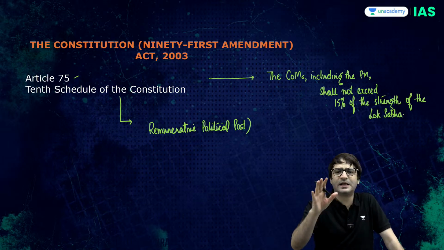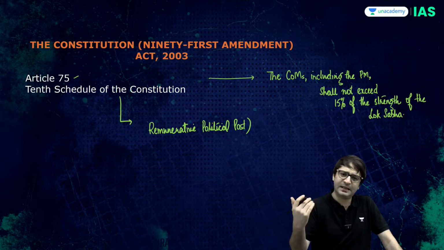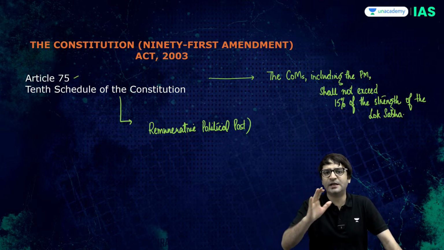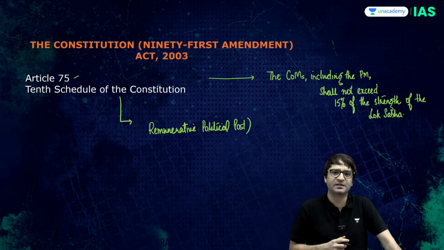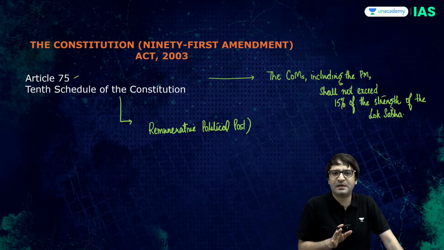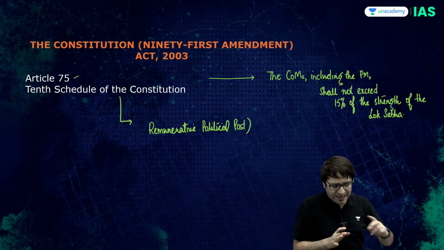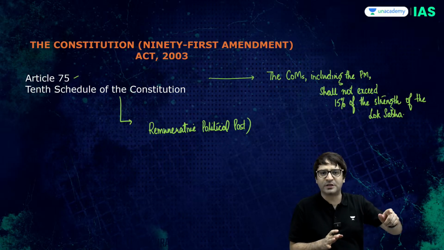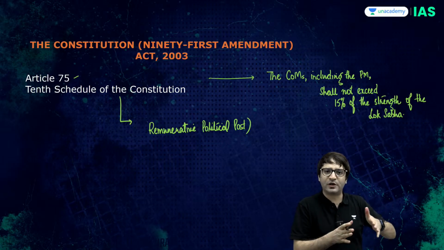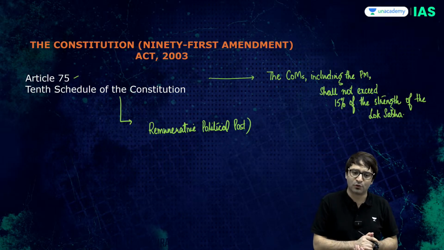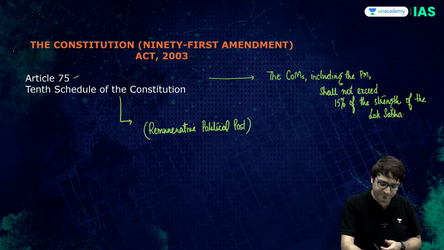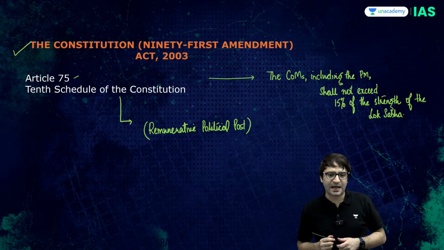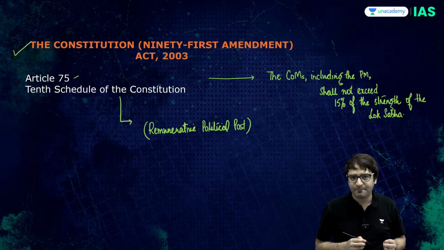Yes, if you contest the election again and win, then you can be appointed to any remunerative political post, to a minister's post. But once you have been disqualified under the 10th Schedule, until the time you get elected back to the legislature, you will not be appointed to any remunerative political post. That is the 91st Constitutional Amendment Act 2003.